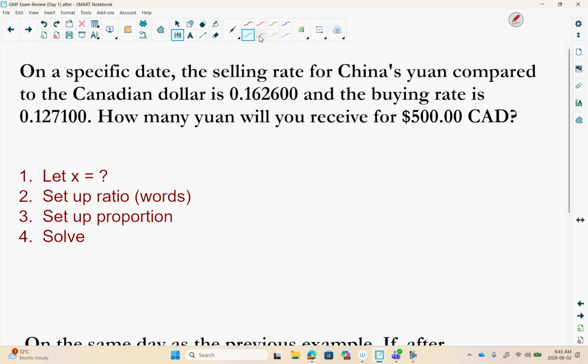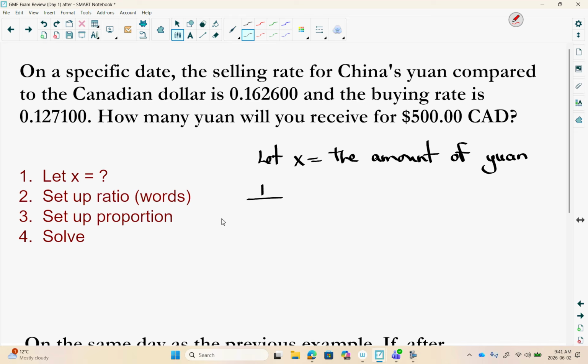So step one, we're going to define our variable. We'll say let x equal the amount of Chinese currency. Okay, guys? Then we're going to set up our ratio. And we go 1 over the rate.